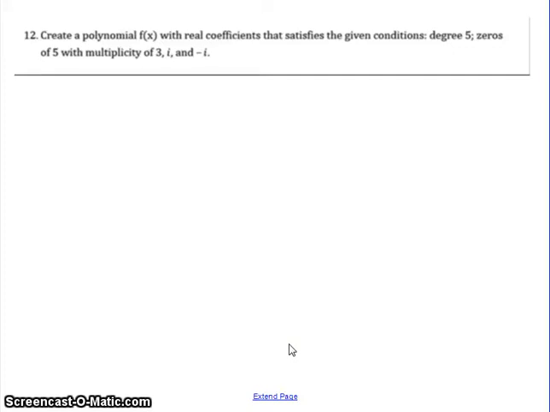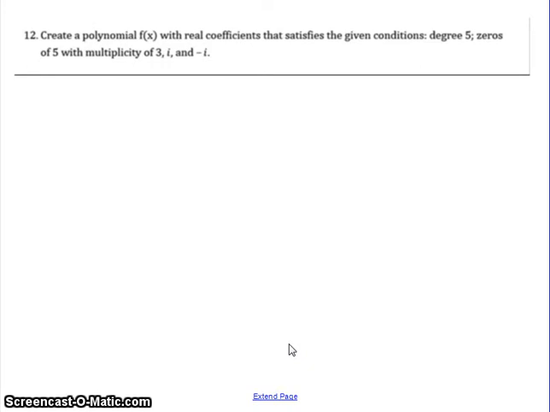This is pre-calculus final exam review 1A, problem 12. Create a polynomial f of x with real coefficients that satisfies the given conditions. The degree is 5. Zeros of 5 with multiplicity 3, i, and negative i.